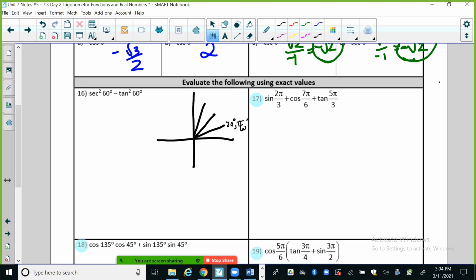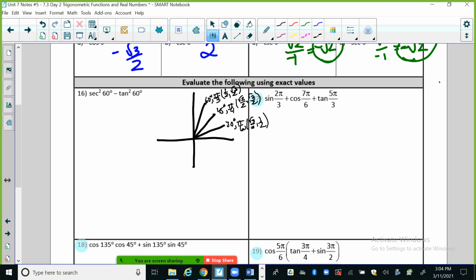Which has the coordinates square root 3 over 2, 1/2. And how I quickly remember that is it's big X, little y. 45 degrees, which is pi over 4, which has the coordinates square root of 2 over 2, square root 2 over 2. Samesies. And then 60 degrees, which is pi over 3, which has the coordinates 1/2, square root 3 over 2, because it's little x, big y.